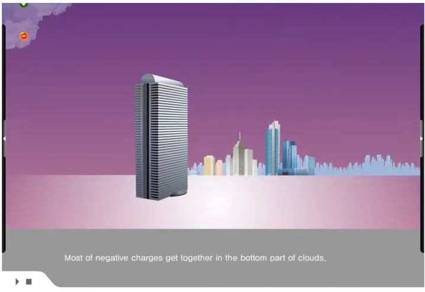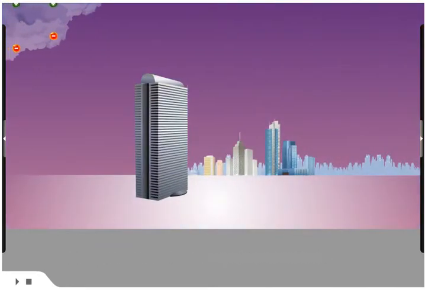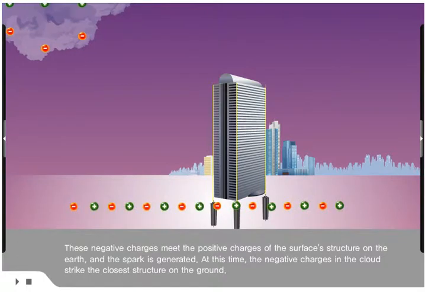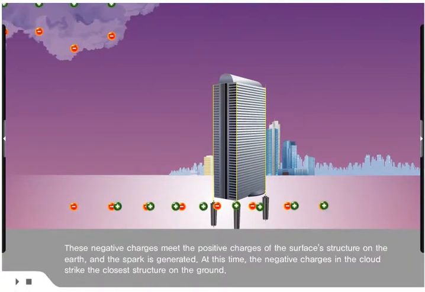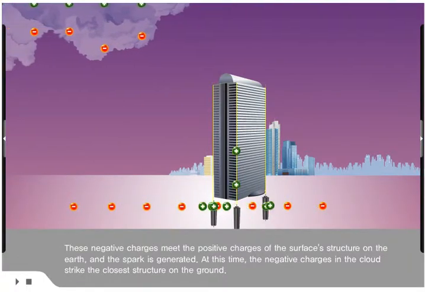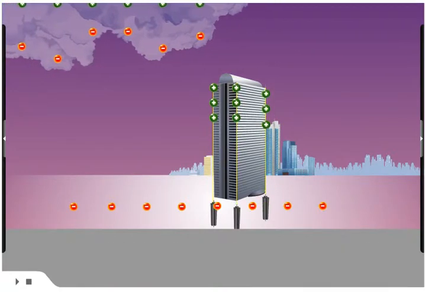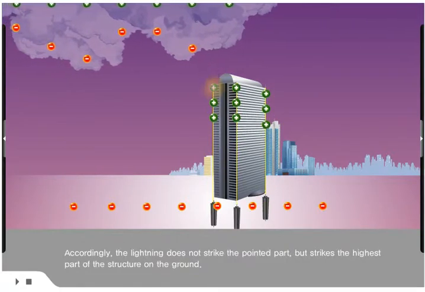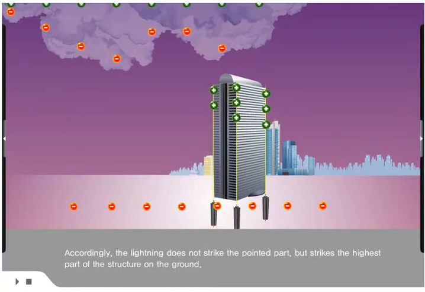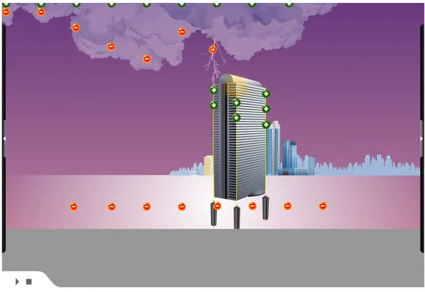Most negative charges get together in the bottom part of the clouds. These negative charges meet the positive charges of the surface structures on the earth and the spark is generated. At this time, the negative charges in the cloud strike the closest structure. Accordingly, the lightning does not strike the pointed part, but strikes the highest part of the structure on the ground.